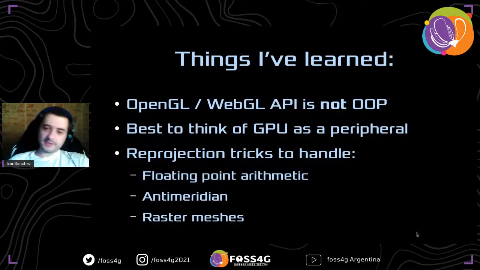I have been learning more things as time has gone. These are the main takeaways I want to present today. OpenGL is not object-oriented programming. The GPU is a peripheral, and I can do some tricks to handle the problems derived from floating point arithmetic, the anti-meridian, and raster meshes.